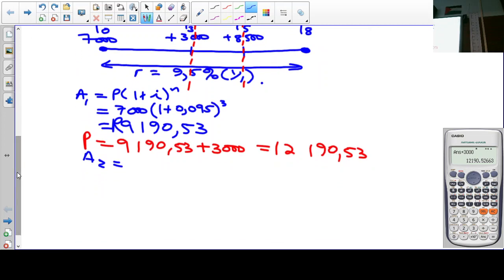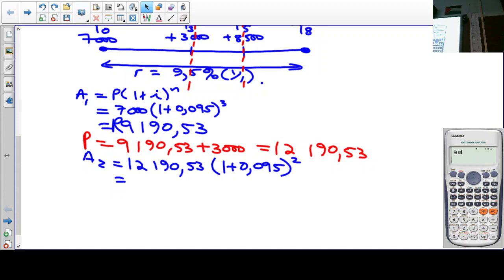It's going to again be the same formula, A is equal to P into 1 plus i to the exponent n. What's your P value now? 12,190.53 into 1 plus 0.095 to the exponent 2. Why? Because that is for 2 years. Okay, so let's work that out quickly. We press answer. Why answer? Because 12,190 and 53 cents was the last calculation made. Open brackets, 1 plus 0.095 to the exponent 2. That gives us 14,616.75.